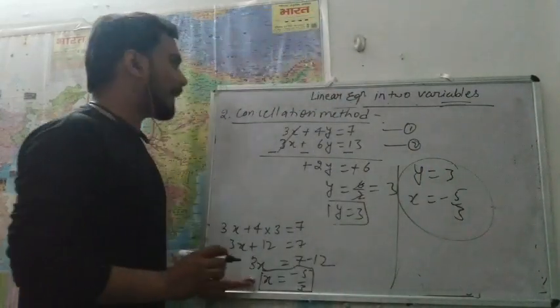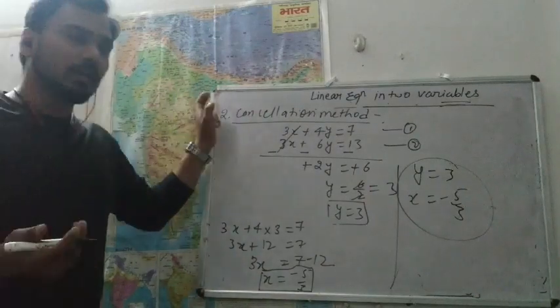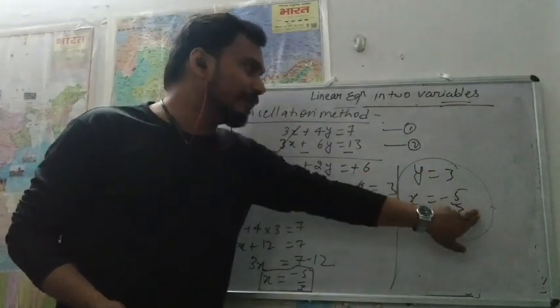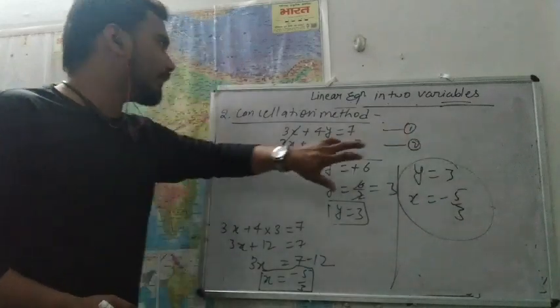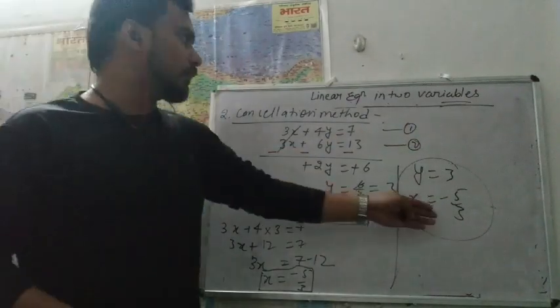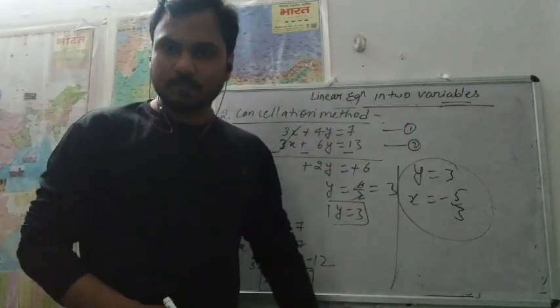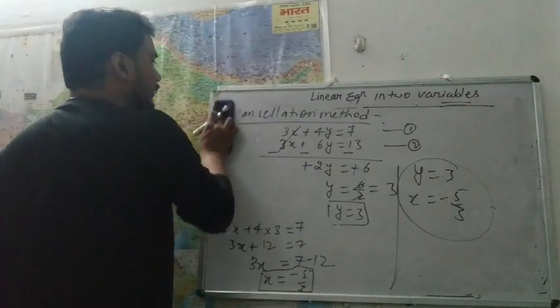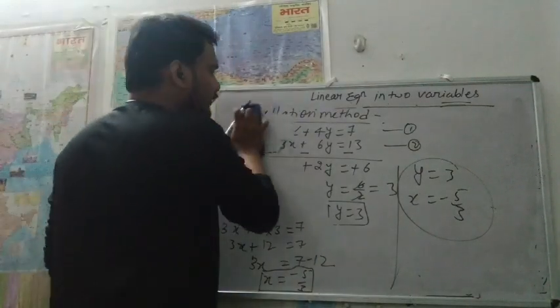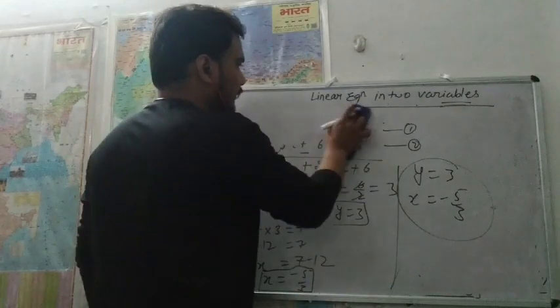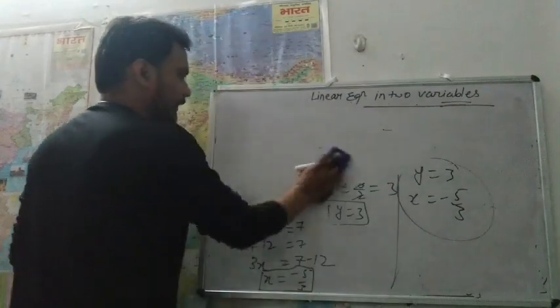In both methods, the cancellation method and the substitution method, we have the same values. Okay, so here we have the solution as y and x. Let's talk about the third method, that was the cross multiplication method.